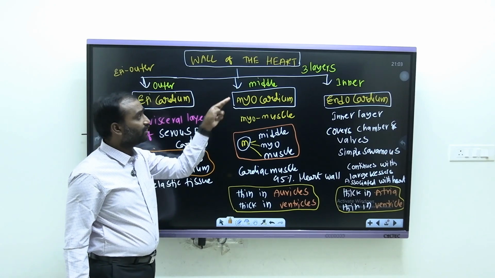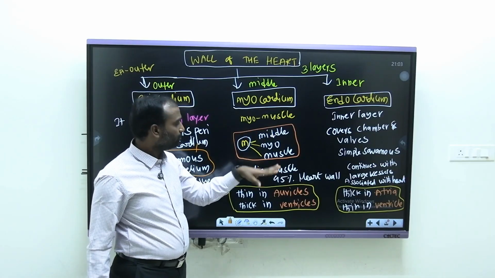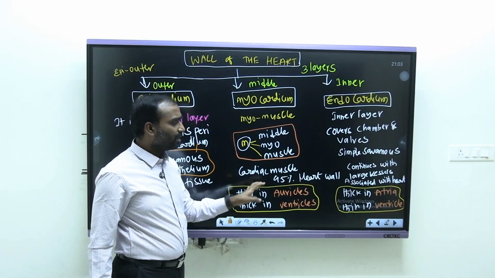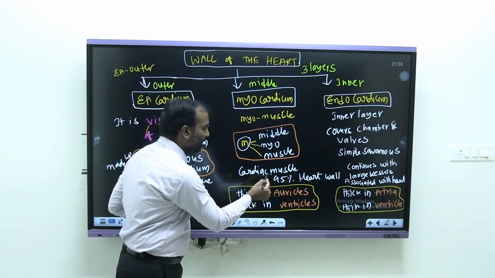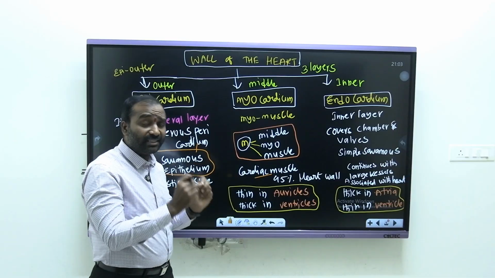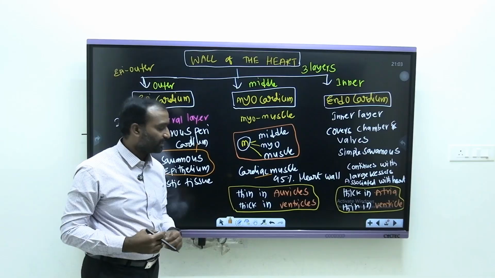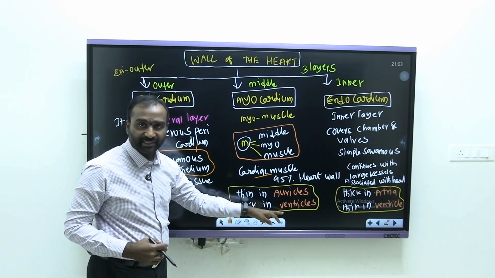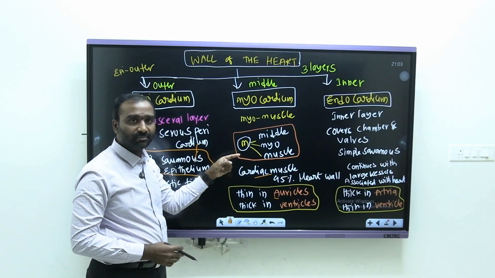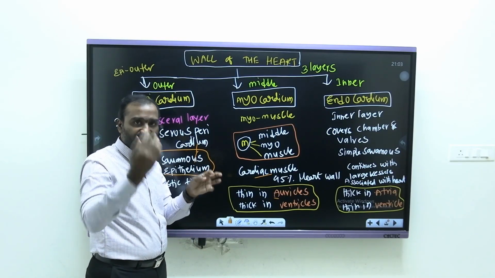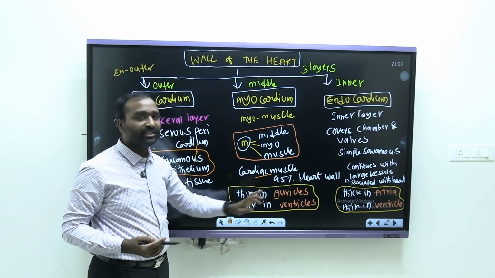Then the second one, myocardium. Myo means muscles. Approximately 90 to 95% of the entire heart is made up of cardiac muscle. And one more important point is how it differs in different chambers of the heart: the myocardium is thick in the ventricles and thin in the auricles.